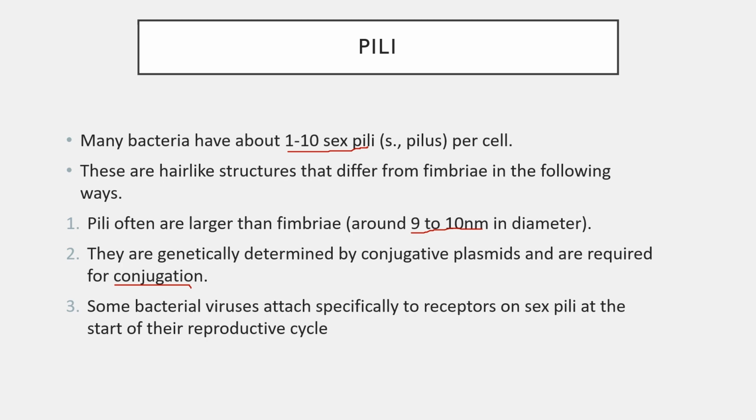Then some bacterial viruses attach specifically to the receptors on sex pili at the start of the reproductive cycle. So in the start of the reproductive cycle, some bacterial viruses have this ability to attach to these specific receptors that are present only on the sex pili. So this also happens, or we can say this is one of the functions or properties of pili.